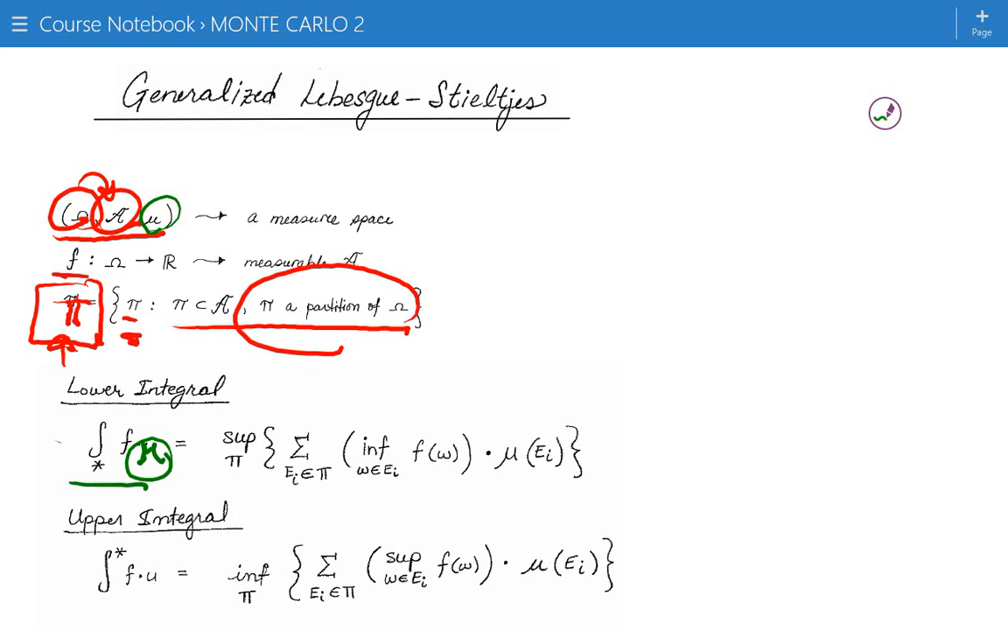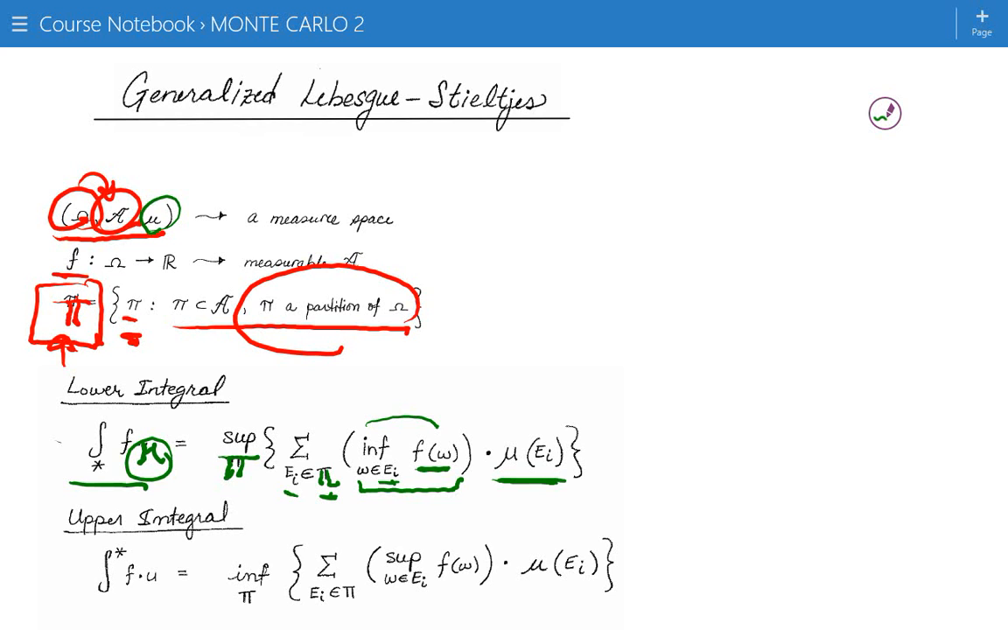You take a particular partition, this is a little pi, and this is a capital pi. So over the set of partitions, pick out a specific partition, and then go through each of the elements of that partition. You take set E_i, you find the element in that set that gives you the smallest function value. You take that smallest function value and you multiply it times the measure of that set.